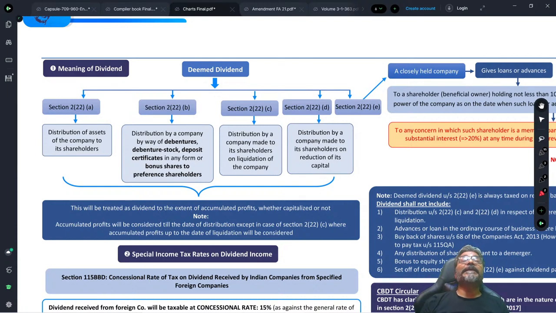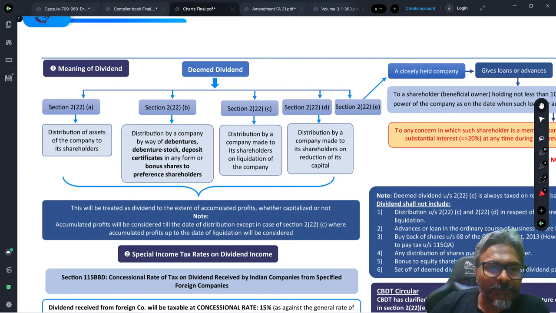By the way, I think all of you are aware that earlier the company used to pay the dividend distribution tax on the dividend so distributed, but now these dividends will be chargeable in the hands of the shareholder under their IFOs. These dividends are now going to be charged in the hands of the shareholder under their IFOs. That is what the 2(22)(b) dividend is all about.